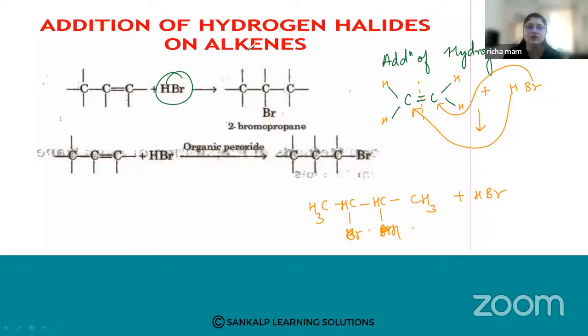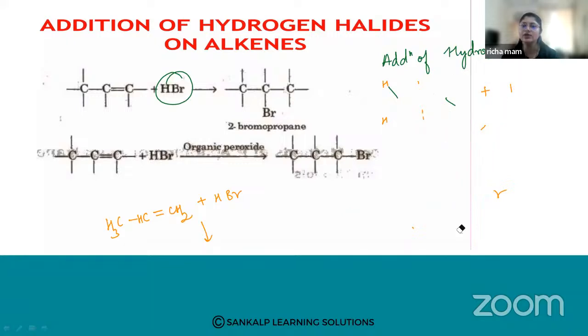Now suppose I have an unsymmetrical alkene, CH3, CH, CH2, plus HBr. Unsymmetrical means when you put a line at the middle of this double bond, they are not similar, right? So this is said to be an unsymmetrical alkene.